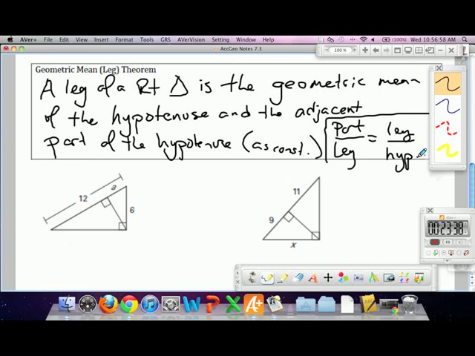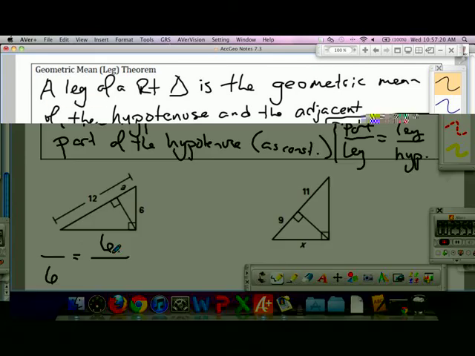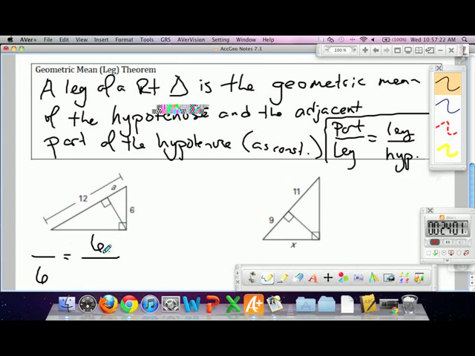Yeah, I do. What's the leg that I care about in this right triangle? 6, leg being one of the non-hypotenuse sides. So if I'm thinking about my proportionality, the leg has got to be 6. Leg is the geometric mean. The other things I need to know are the whole hypotenuse and the adjacent part to that leg. Do I know one of those? For example, what's the whole hypotenuse of this triangle? 12.